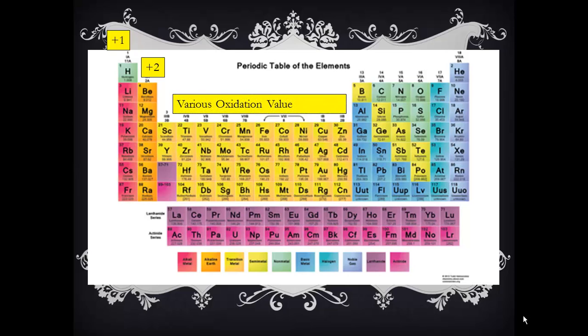Alright, the transition metals all have various oxidation values. There's a handful that only have 1, and we'll get to that. But you have to use the periodic table to determine what charge they have, and you have to use Roman numerals. Alright, the boron family is +3, and sometimes they can be various as well, indium and gallium.